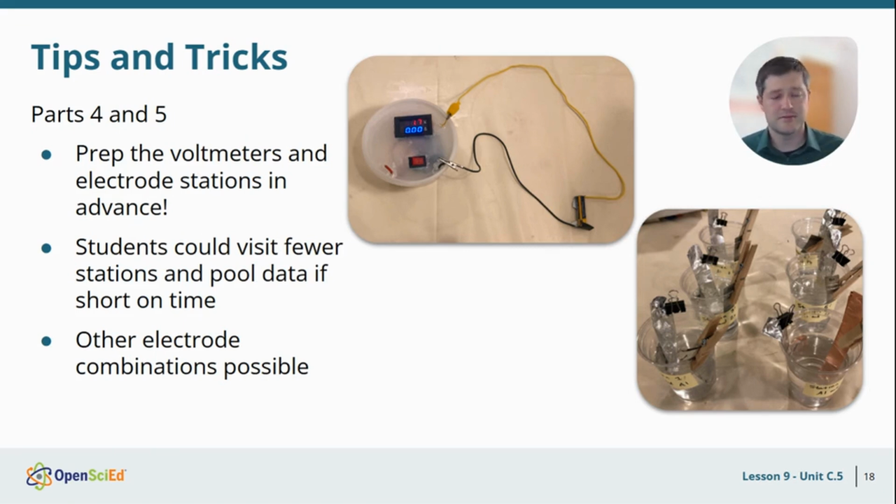As long as students, I think it would be useful if all students could see at least one of the combinations where it's no or a very low electronegativity difference, and therefore voltage difference, and one of the stations where it's a much higher difference. Other electrode combinations are possible. If you have other metals lying around you want to use, great. Just as long as students are seeing a variety of different possibilities.